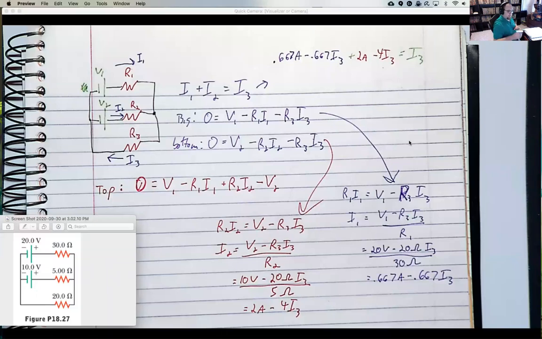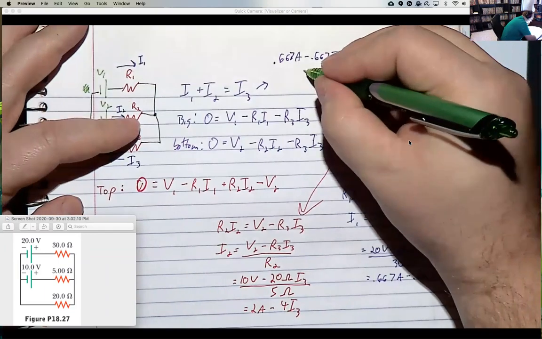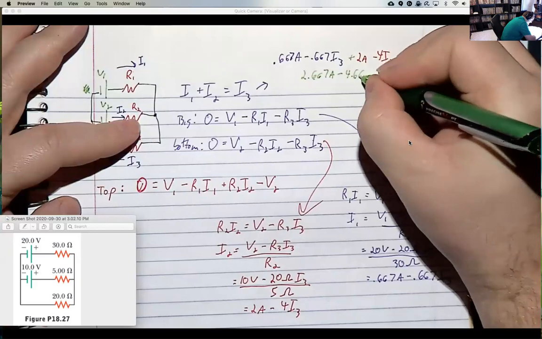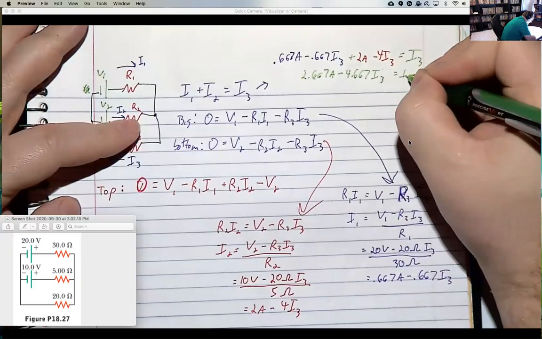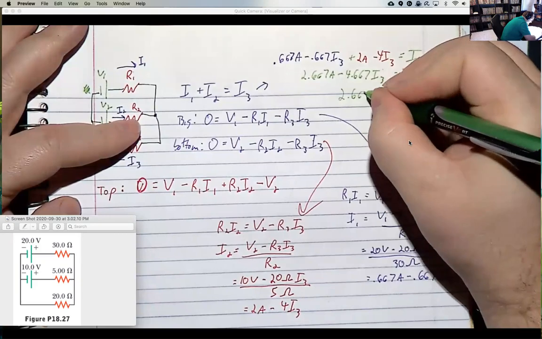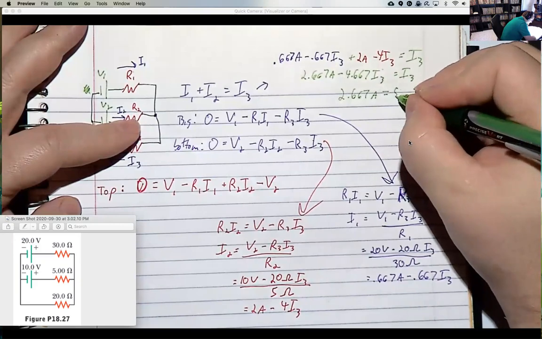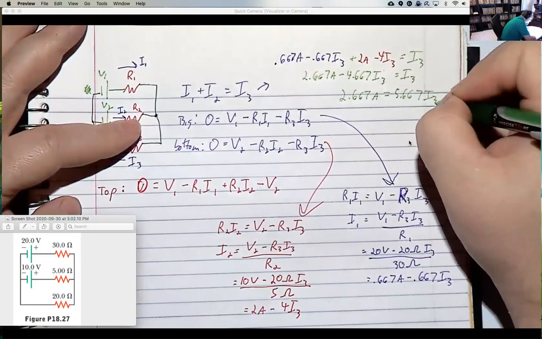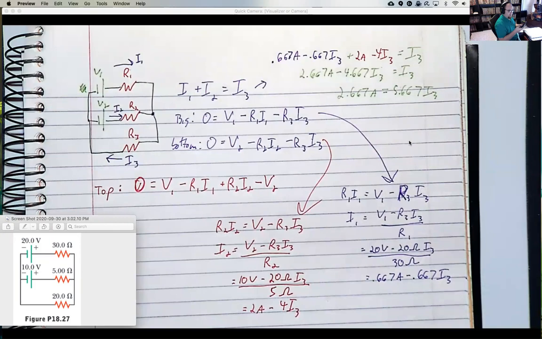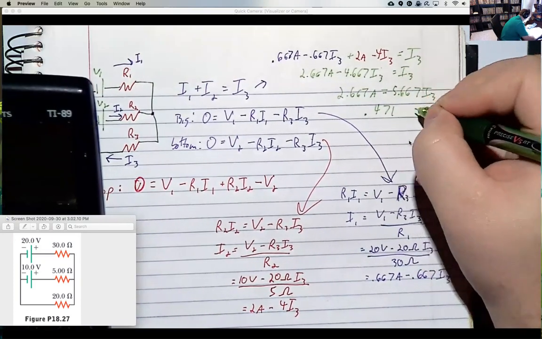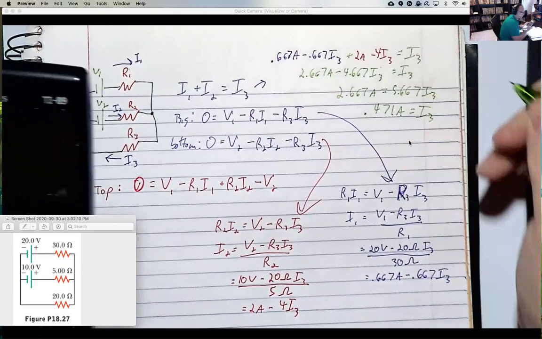So that ends up being 2.667 amps minus 4.667 I3 equals I3, or 2.667 amps equals, I'm going to add this to both sides, 5.667 I3. 2.667 divided by 5.667 is something ugly. And I can get I3.